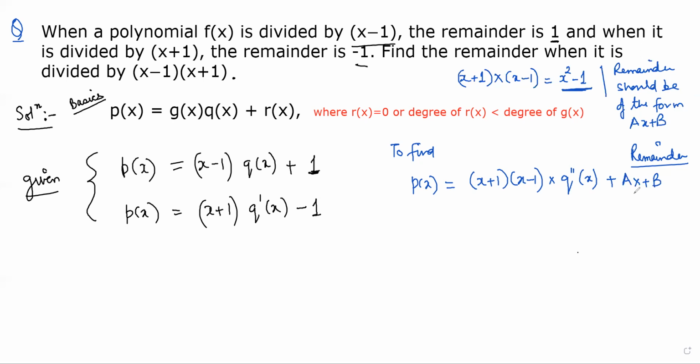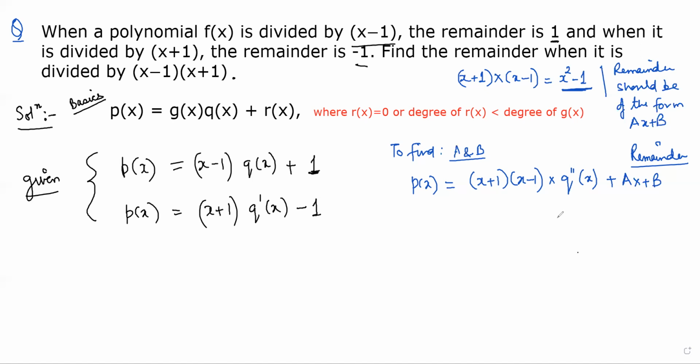The answer is that the degree of x is 1, so if the divisor is 2, the remainder should be of the form ax plus b. And what we need to find? We need to find a and b, to complete this particular part. Okay, very true. Now what we should do?